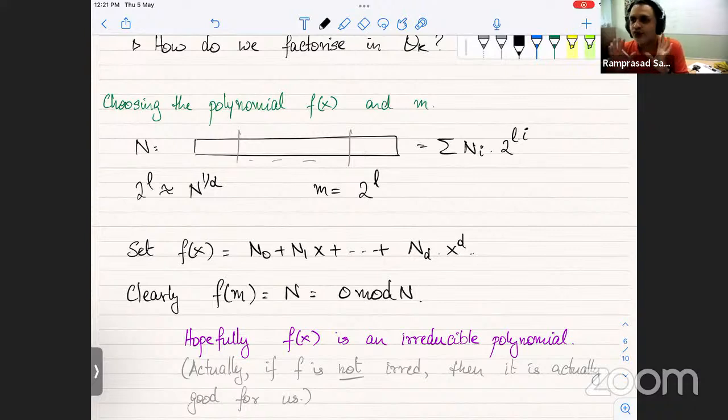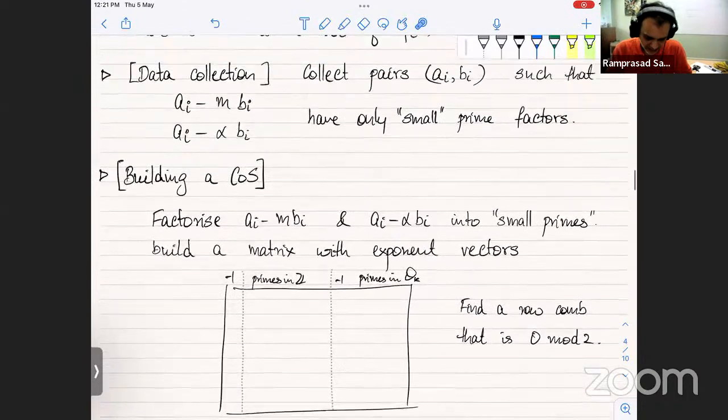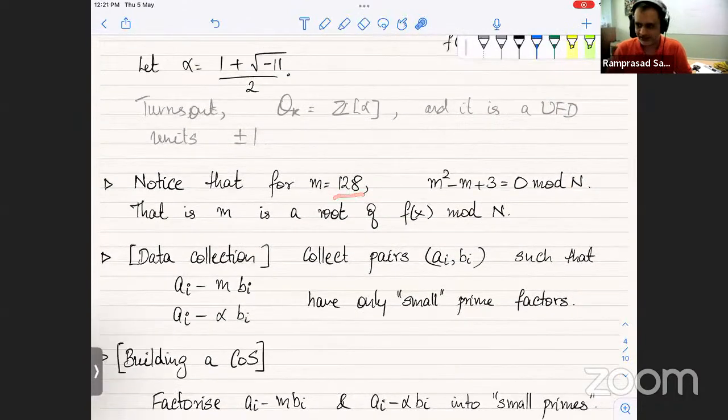Okay, so at least now we know what number field we are working in. Based on the number n, we are now going to choose our m and n. This is also why the choice of m that we had in the previous example, we chose it to be 128. This was an example where 128 made sense because it's usually a power of 2.